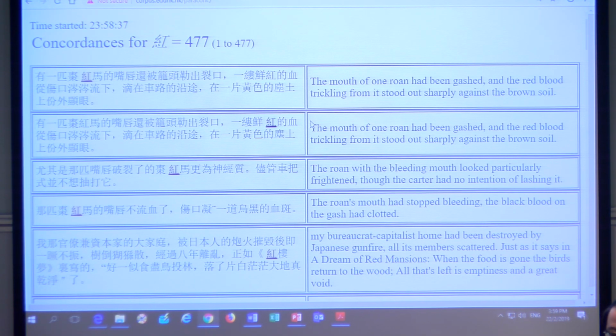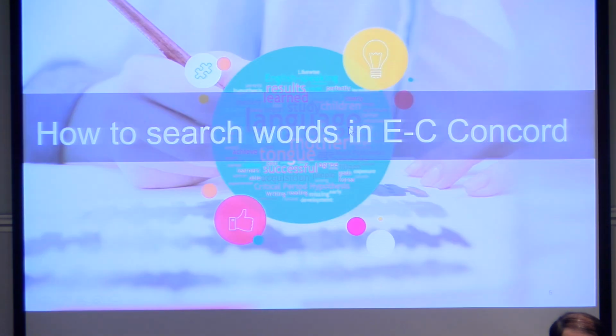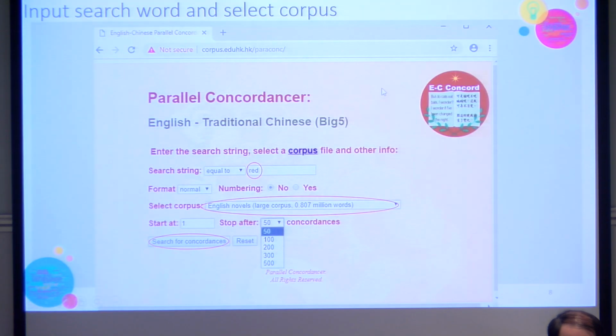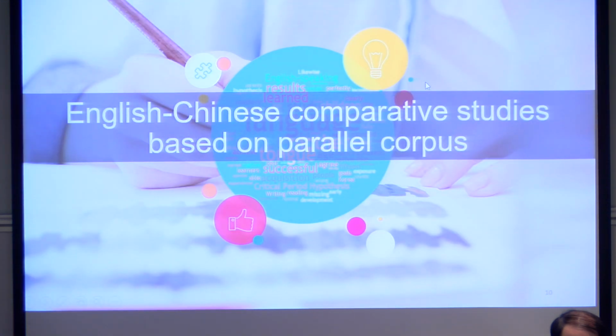So today we want to find out why this is the case. Why so many Hong in Chinese but not that many "red" in English? So this is how you search the corpus. Now I'm going to focus on English-Chinese comparative studies based on parallel corpora.